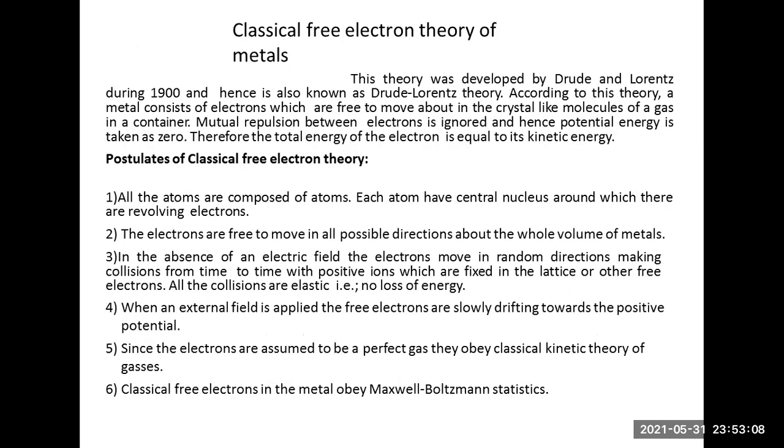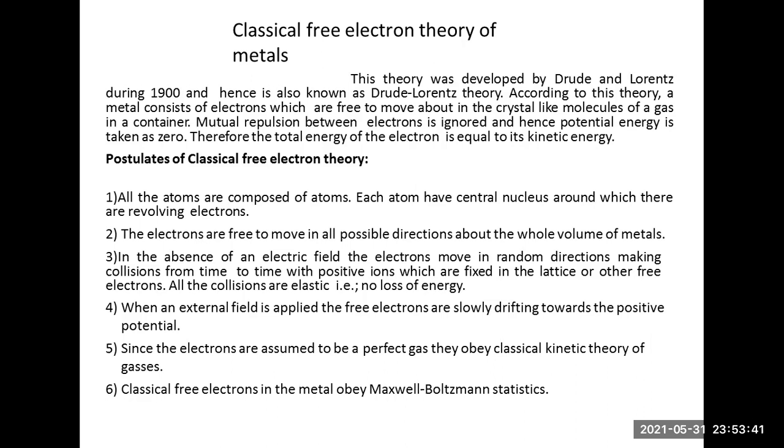This classical theory was proposed in the year 1900, and it is also known as the Drude and Lorentz theory. So there are important postulates. You already studied this. According to them, solids are composed of different atoms, and each atom has a central portion, the nucleus, around which the electrons are revolving, right?